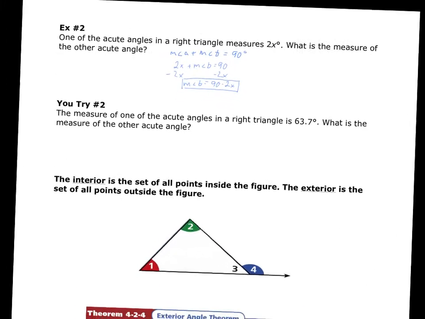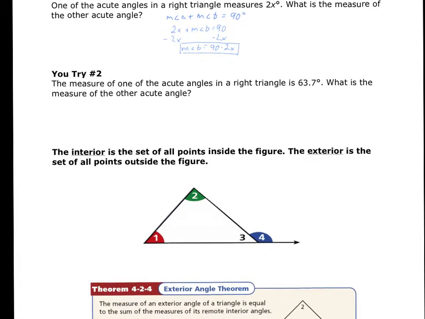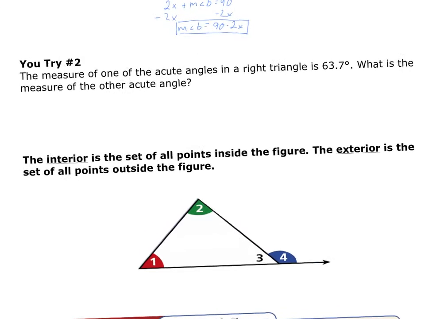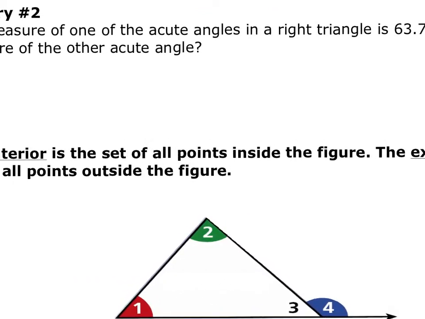Okay, let's try another one. This one says the measure of one of the acute angles in a right triangle is 63.7. What is the measure of the other acute angle? So again, you can go ahead and plug those angles in. So we can say that 63.7 plus measure angle B equals 90. And then go ahead and undo addition with subtraction.